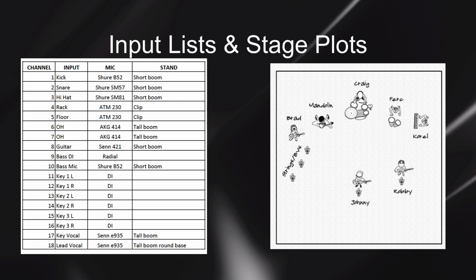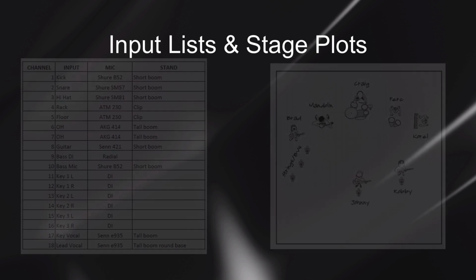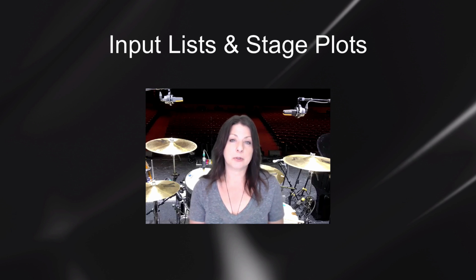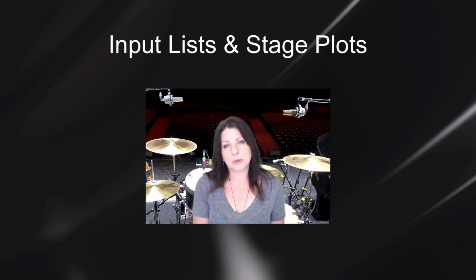Just getting these two things sorted first will make patching the stage and consoles go very smoothly, and they both serve as a map. The input list is a guide for patching a snake in the console, and the stage plot is a guide for patching the stage. They're also incredibly useful in troubleshooting. One last thing, be sure to keep them updated with any changes.